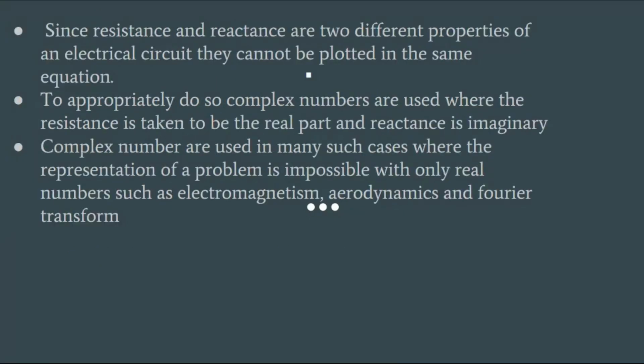Since resistance and reactance are two different properties and cannot be plotted in the same equation, complex numbers help do so, where reactance is taken to be imaginary and resistance is taken to be real. Complex numbers are widely used in such cases where representation of a problem is impossible with only real numbers, such as electromagnetism, aerodynamics, and the Fourier transform.